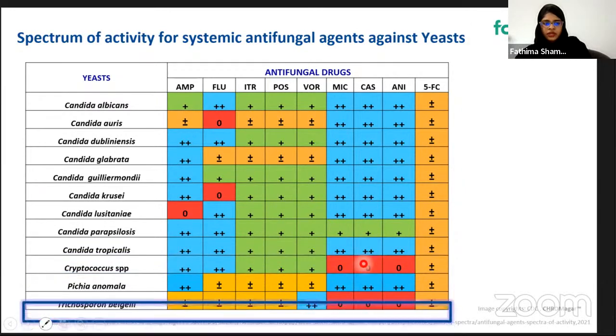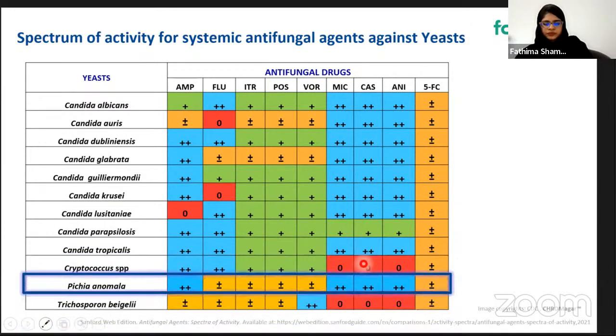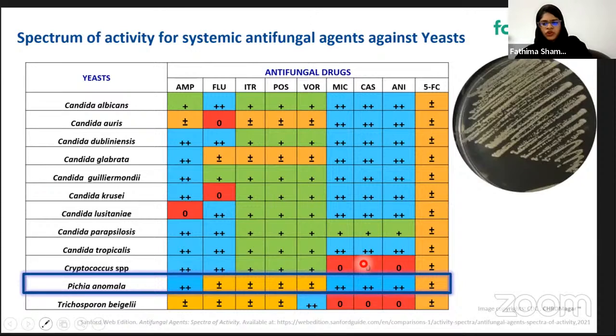Next, we have Pichia anomala. This is like an emerging opportunistic pathogen. The in vitro activity is similar to Candida glabrata, strong activity towards amphotericin B and echinocandins, variable susceptibility towards triazoles. They're also known to cause candidiasis and UTI.